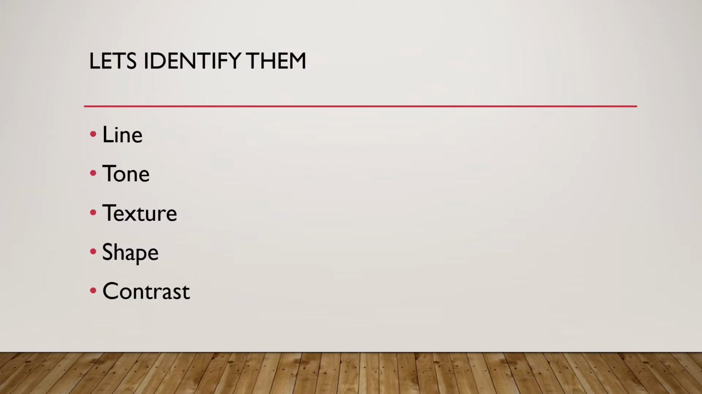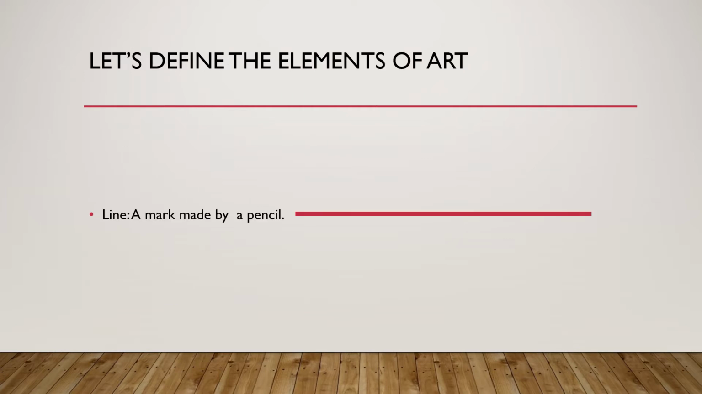Now let's identify the elements of art. The first ones are line, tone, texture, shape, and contrast. Now, let's define these elements of art. The first one is line. A line is a mark made by a pencil.